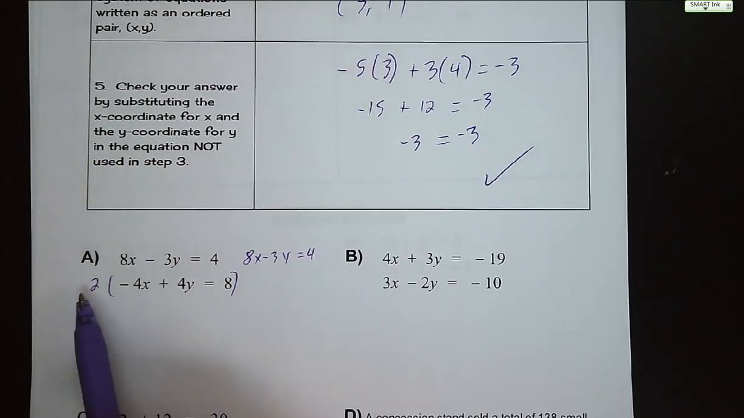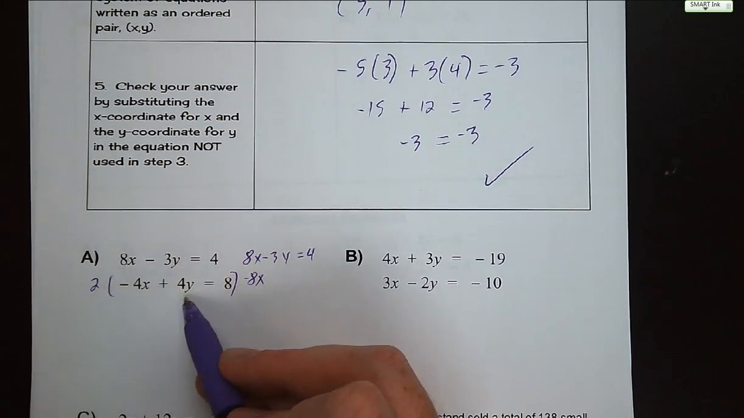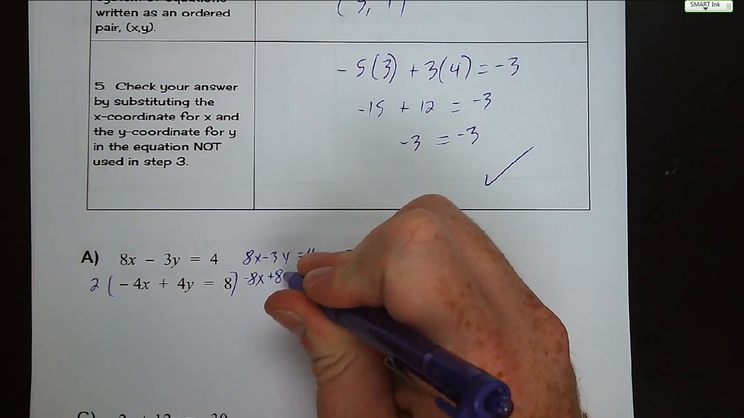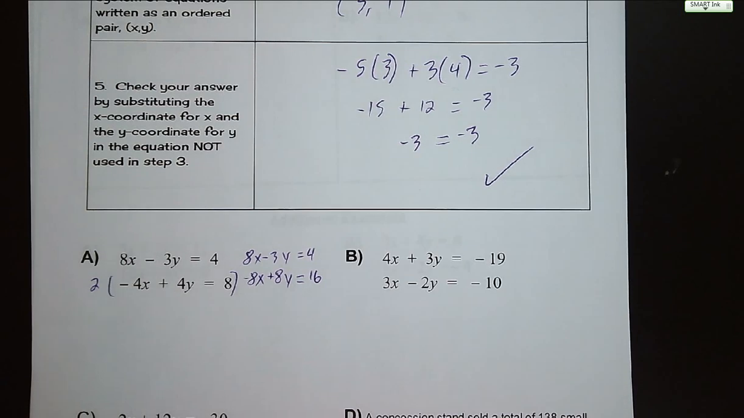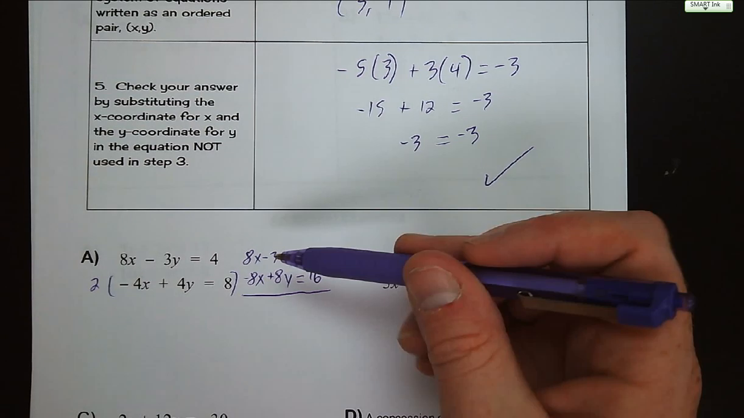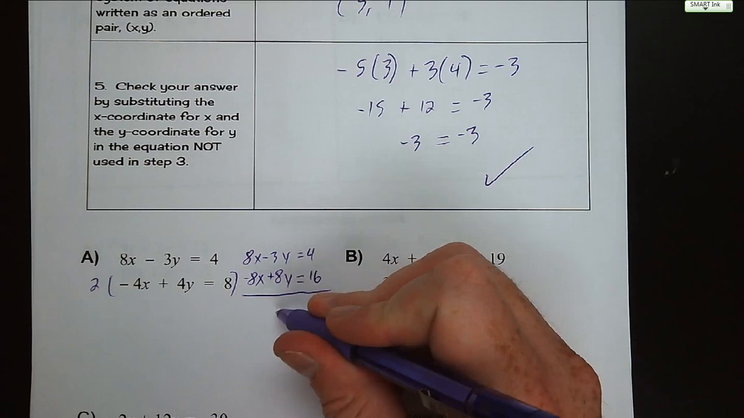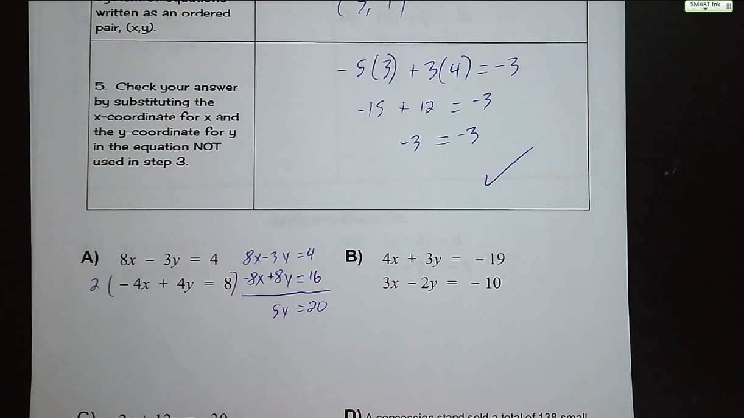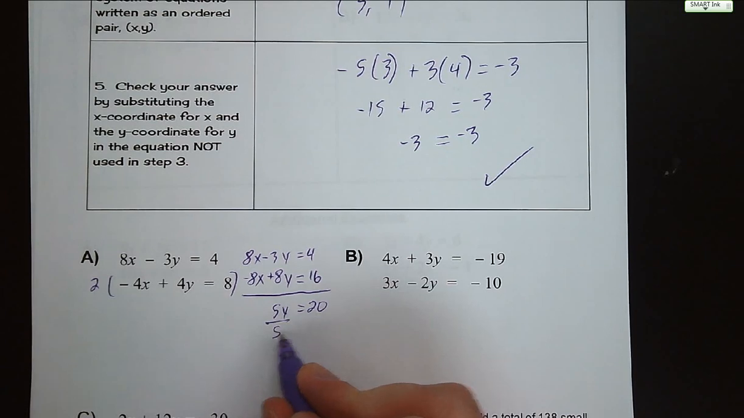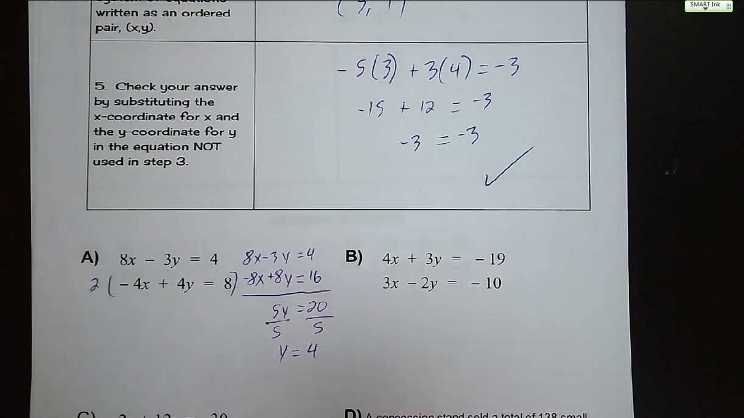Now we distribute. 2 times negative 4x is negative 8x. 2 times 4y is plus 8y. 2 times 8 is 16. Add these two equations together. Negative 8 plus 8 is 0. It cancels out. Negative 3y plus 8y is 5y. And 4 plus 16 is 20. Divide both sides of our equation by 5, and y is equal to 4.